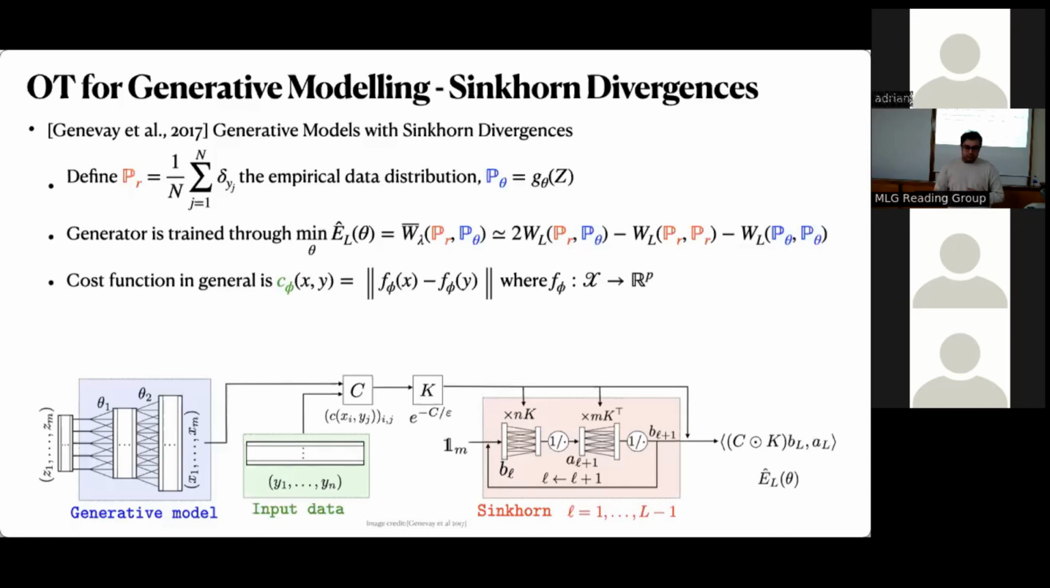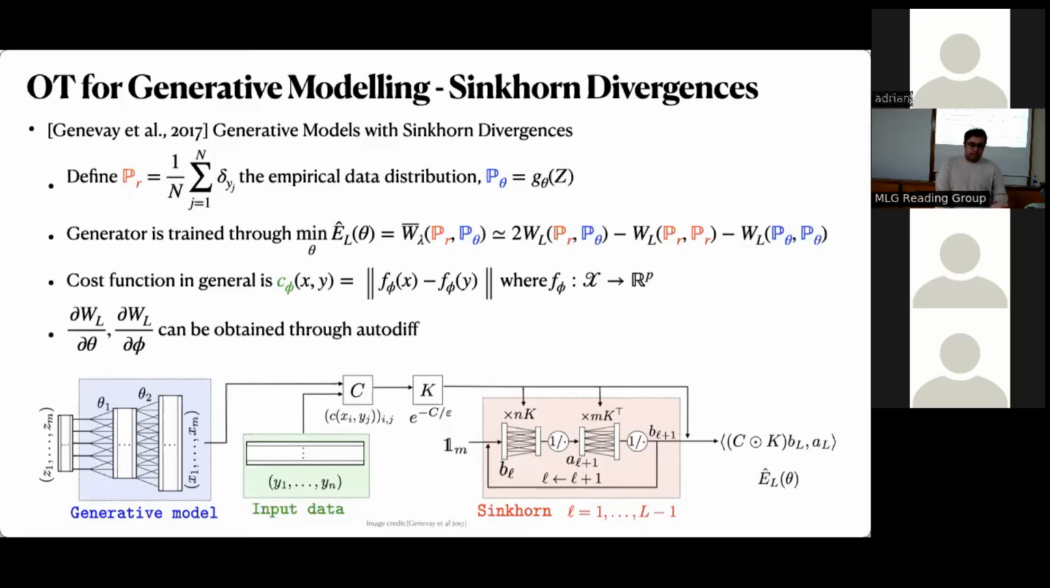And that's what the model sort of looks like, where you have the generator that takes in latent samples and produces fake images. You have your input data to compare with. You use this neural network phi to project these points into some space, and then you take the cost in the space. And then you use the Sinkhorn operator, the Sinkhorn algorithm, to gain a regularized Wasserstein distance. And the nice thing is you can now just auto-diff through this process and optimize for theta and phi, right?